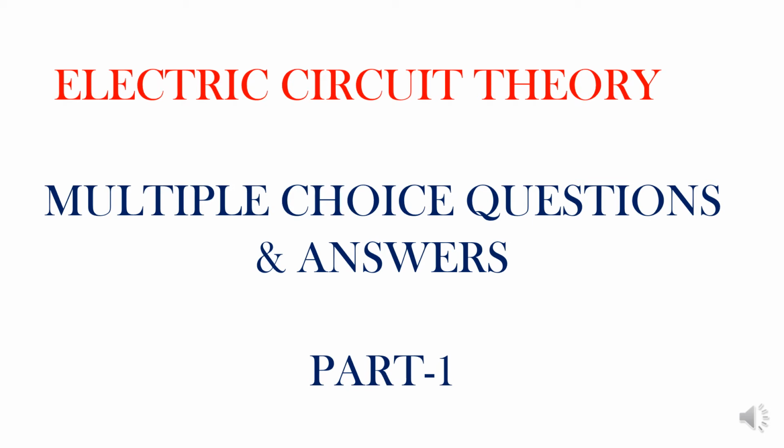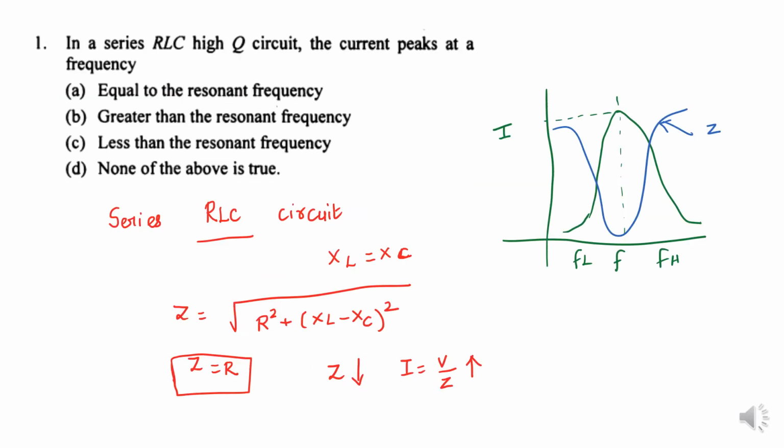Hi all, in this video I am going to explain multiple choice questions and answers in electrical circuit theory. First problem: in a series RLC circuit, that is a high Q circuit, the current peaks at a frequency.